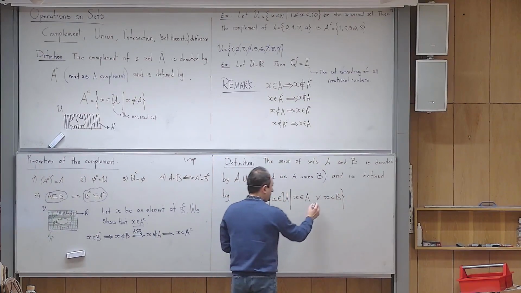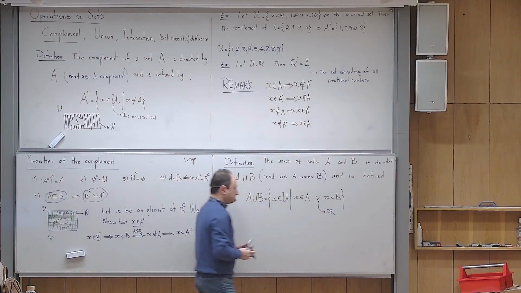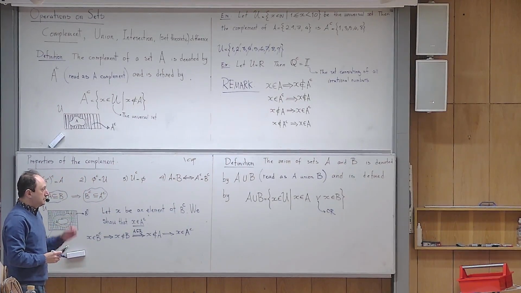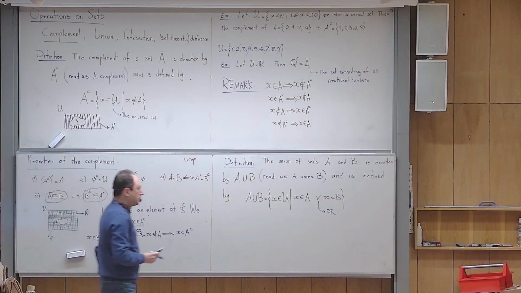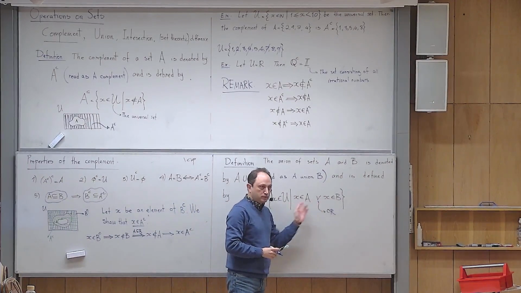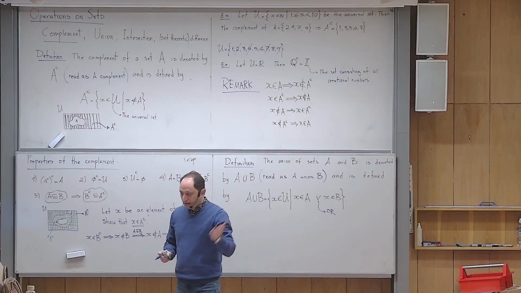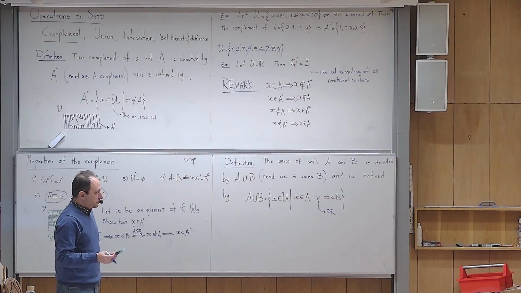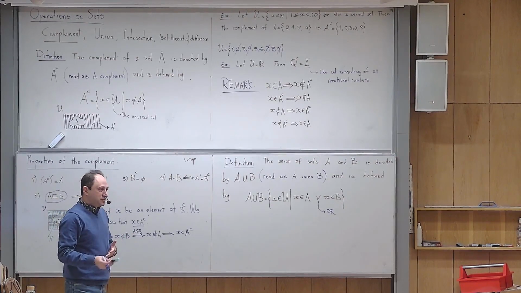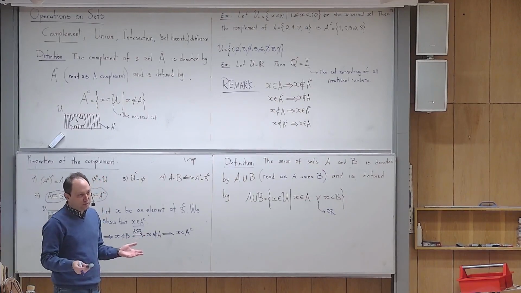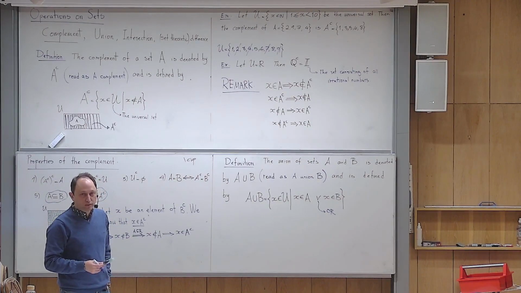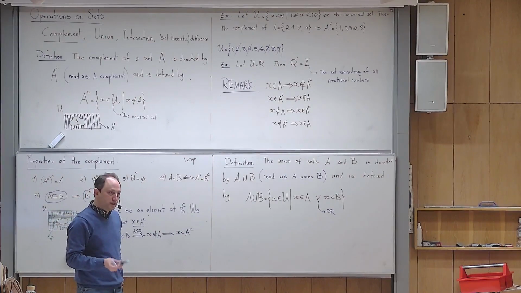This symbol here means or. And or in mathematics is always a logical or. A logical or allows for the possibility for both of them to be true. In everyday language, we might say, okay, I can buy you an ice cream or a cake, which somehow means that I'm not going to buy both for you. This is not the way that we use or in mathematics. Or in mathematics is always inclusive.